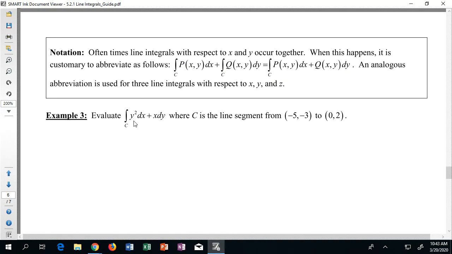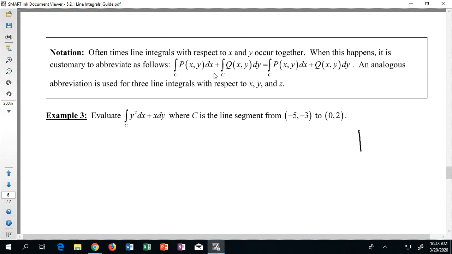In fact, if you look at example 3 here, you'll see the abbreviation in use. I want to evaluate this line integral where C is the line segment from (-5, -3) to (0, 2). So again, I'm going to highlight a couple things here. First, I can see that I'm using this abbreviation from up above. I can see that my P of x, y function is this y squared. This Q function is this x, and everything's been written together. And if I wanted to, I could of course break it back apart. I don't necessarily need to, but I could.